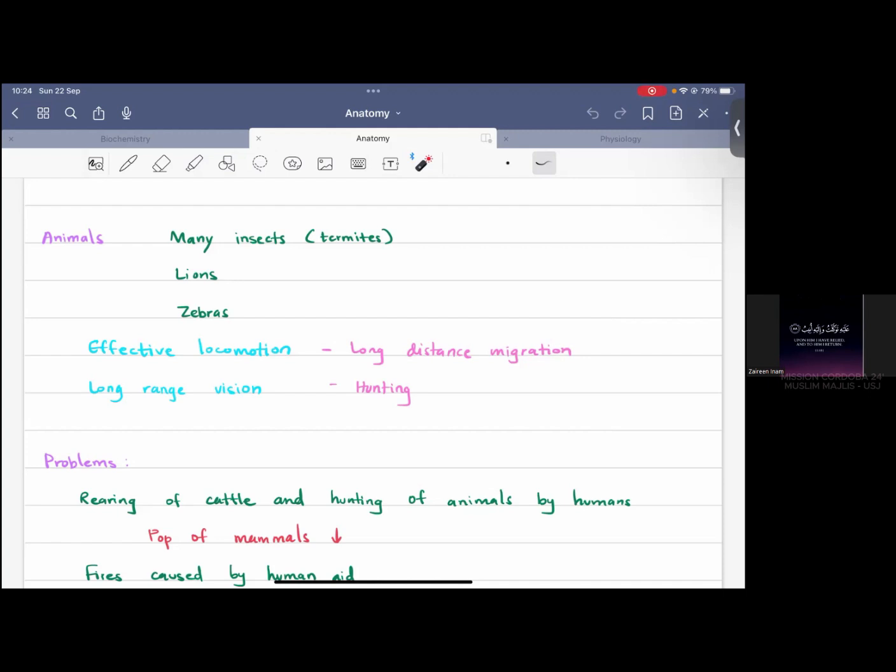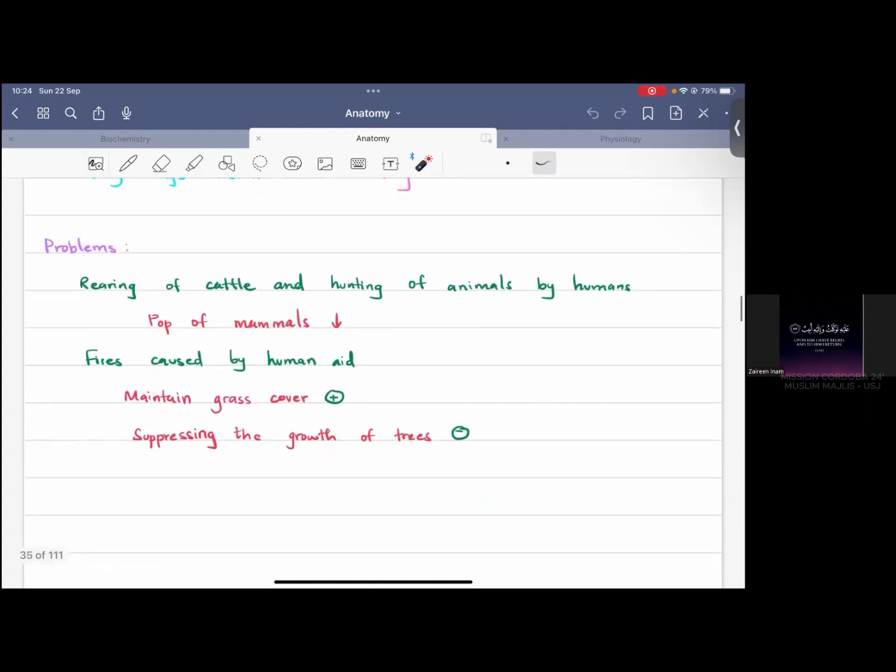That is for the hunting, because this can be in either way. Now, the lion has long range vision to see a zebra which is far away, as well as the other way. The zebra also can see the lion that is coming to catch it. So that is for hunting. So these are the two things you have to remember regarding the savanna.